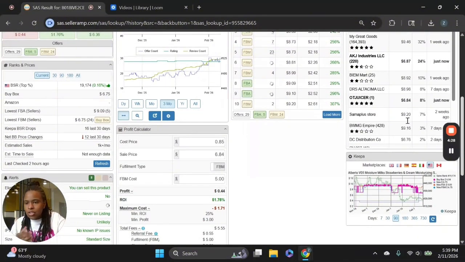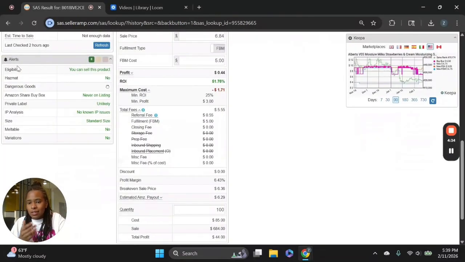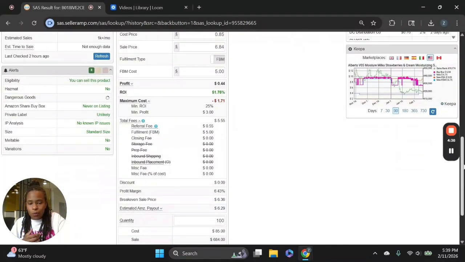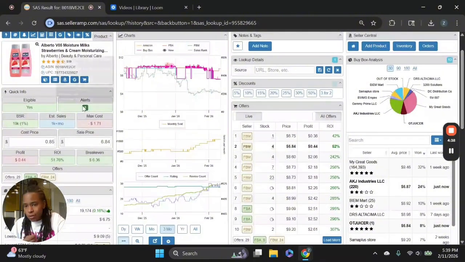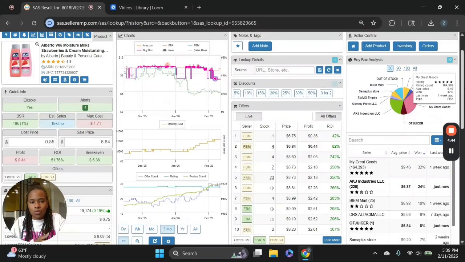So it's just giving you the information right here, so you don't have to look for it. Alerts, like I said, all these alerts are right here as well. So you're going to be seeing a lot of information repeating itself. It's just because you can find the information in different places on the screen.